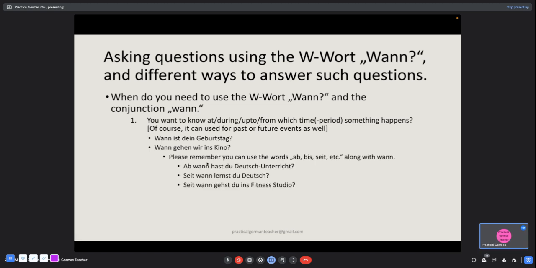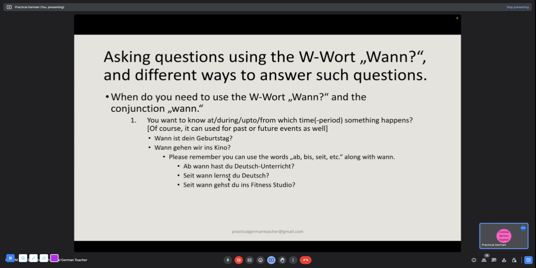Now also remember, you'll say wann, and you can use words like ab, bis, seit, etc. along with wann. So when you say ab wann, it means like after when, or from when. When you use seit, it means since. Okay, so ab wann hast du Deutschunterricht? What does it mean? From when do you have German class?